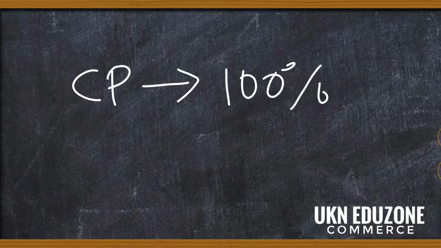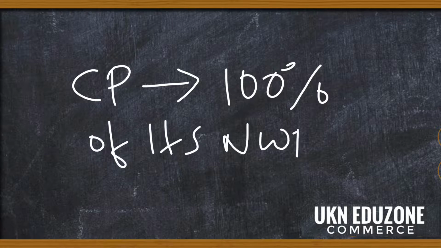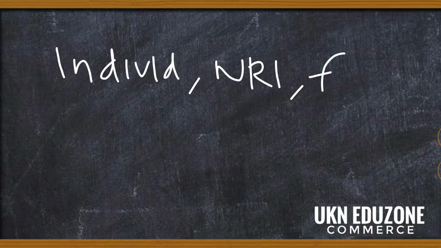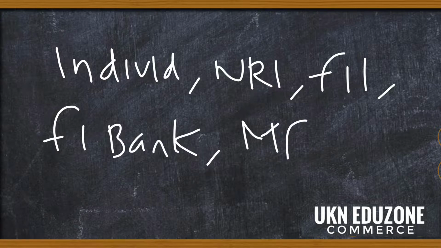Moreover, financial institutions can issue commercial paper which should not exceed 100% of their net owned fund as per the latest balance sheet. Then who can hold this commercial paper? Commercial paper can be held by individuals, non-resident Indians, NRIs, foreign institutional investors, banks, mutual funds, etc.